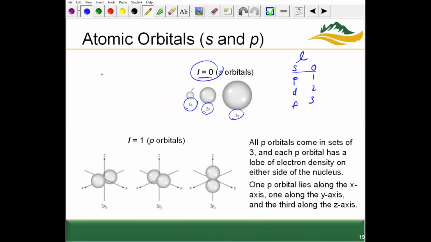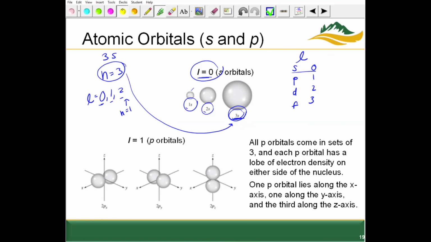What other values could L be if n equals 3, for example, for this 3s subshell? Well, L can equal 0, 1, and 2, right? It has to go from 0 and then integer numbers up through n minus 1. So for n equal to 3, L can possibly be 0, 1, and 2. For this specific subshell, n is equal to 3 and L is equal to 0.